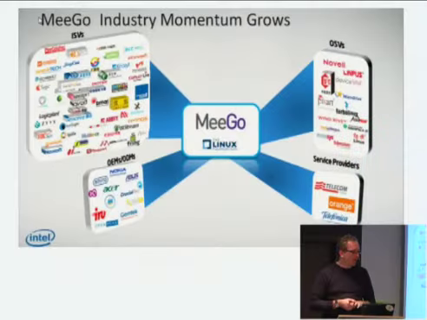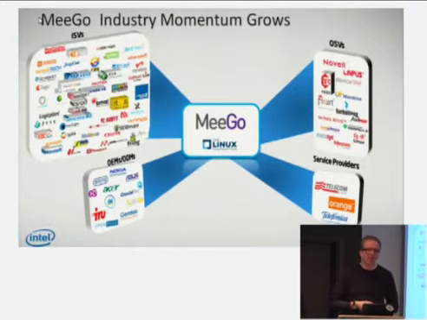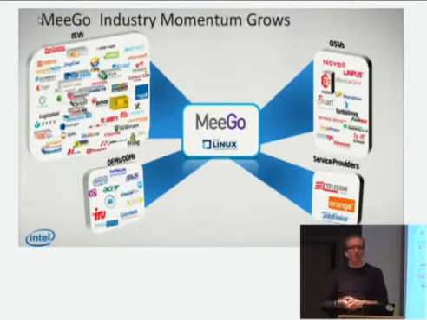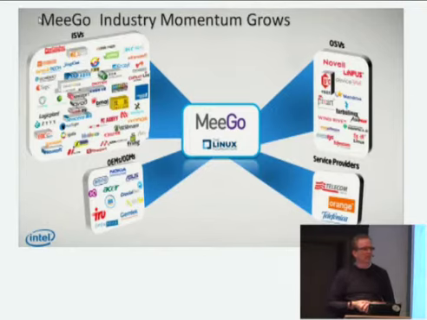MeeGo is not an Intel product or a Nokia product for that matter. MeeGo is a project of the Linux Foundation. And that has been one of the core reasons for its success, because MeeGo truly is independent of vendors. So while Intel is one of the companies who founded this, MeeGo, of course, runs on ARM. And while Nokia is one of the core contributors, we have several different phone vendors looking at building MeeGo-based phones.